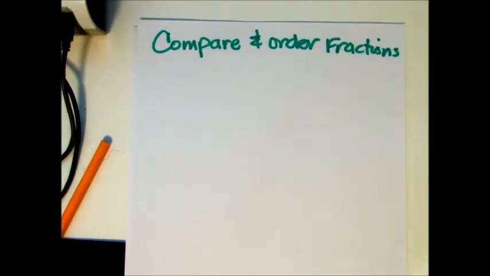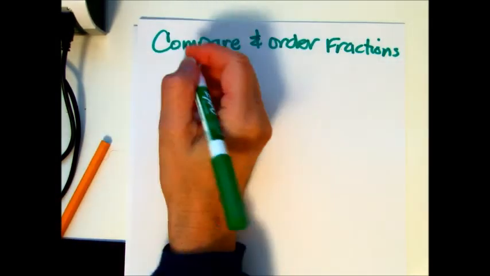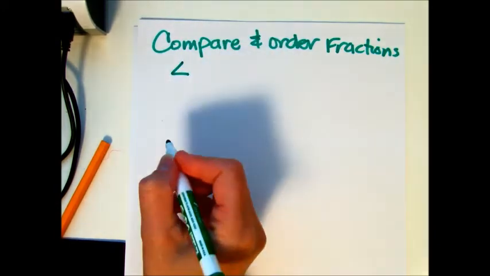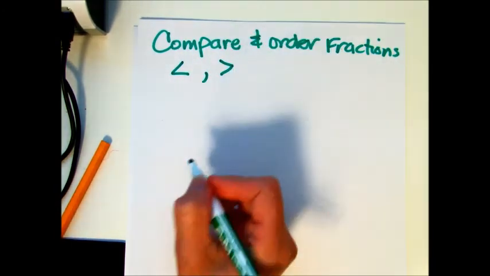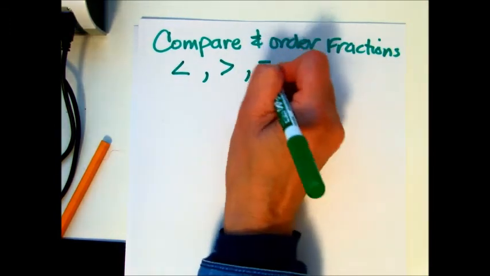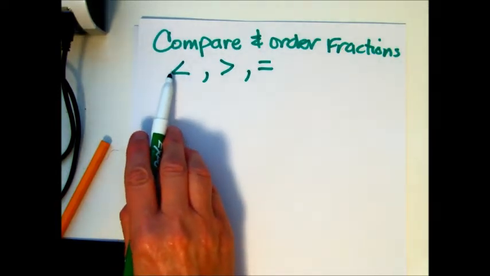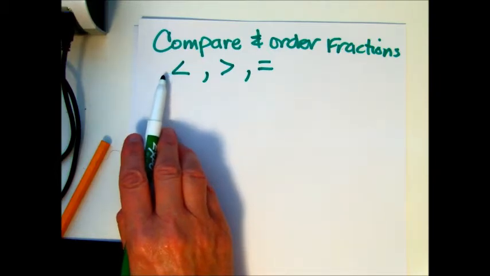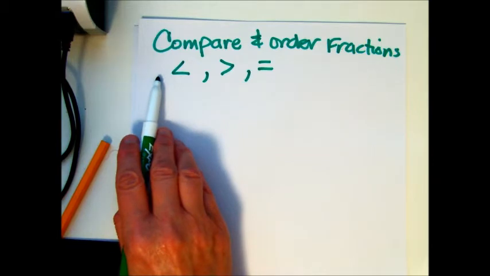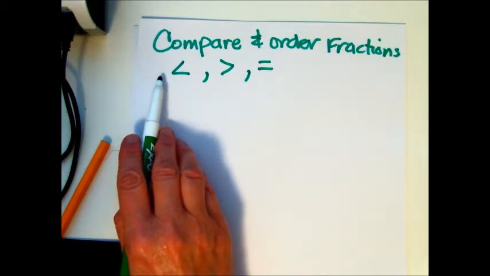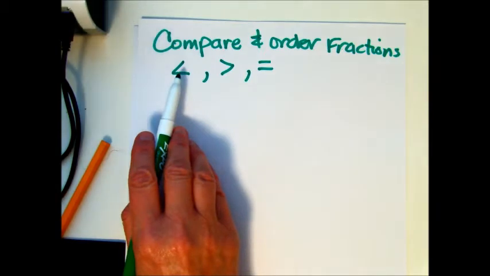All right, I want to do a little video on comparing and ordering fractions. And when we're comparing fractions, we're going to use the comparison symbols: less than, greater than, and equal to. Remember, we're going to read from left to right. So this is less than because the point is pointing to the lower number, but it's also the lower number that is going to be on the left-hand side. That's basically what I'm saying. So we read it left to right, and I'll give you some examples.